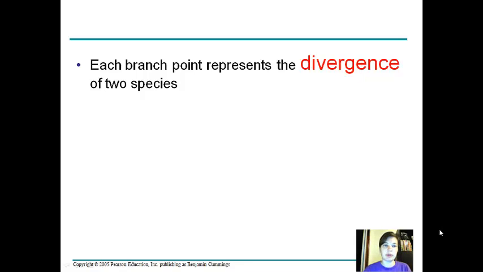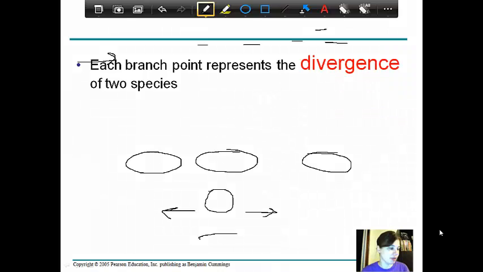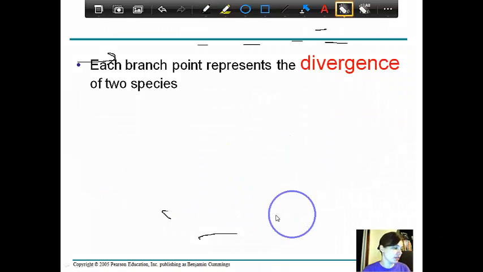Okay, so this is what we call the divergence, which we were just talking about. Each branch point represents the divergence of two species. So that's definitely something you want to label in your notes. You can start writing that down.